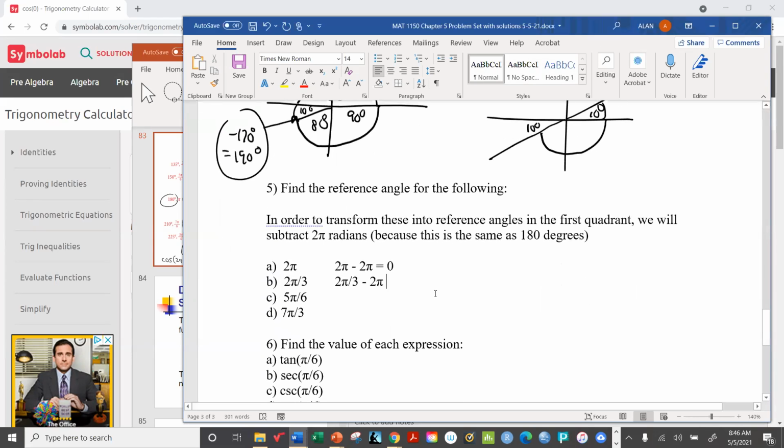So now here, 2/3 pi is the equivalent of 120 degrees. That is not in the first quadrant. So we end up with 2/3 pi minus 2. So let's call that 4/6 pi, because we want to have a common denominator.